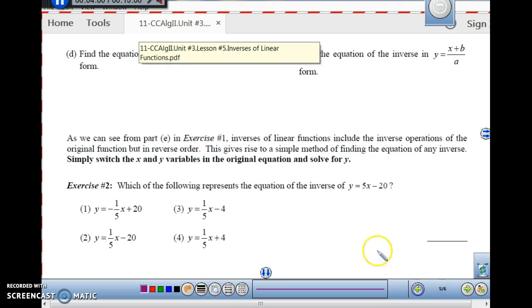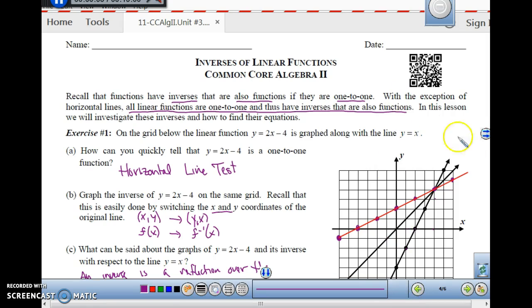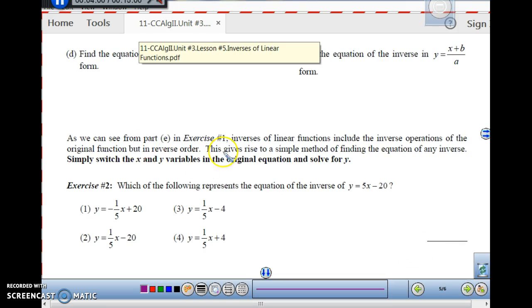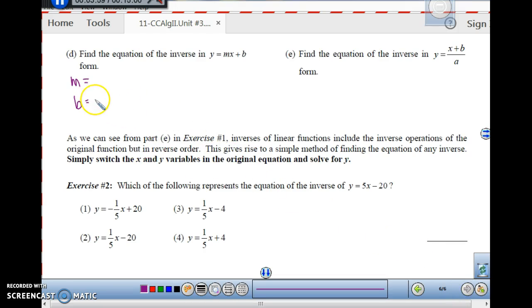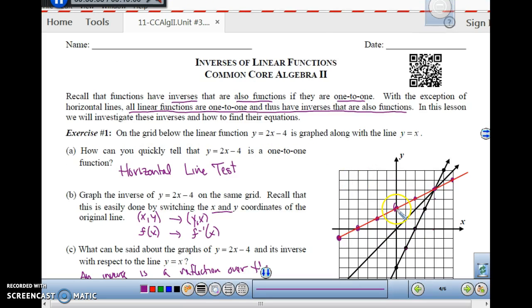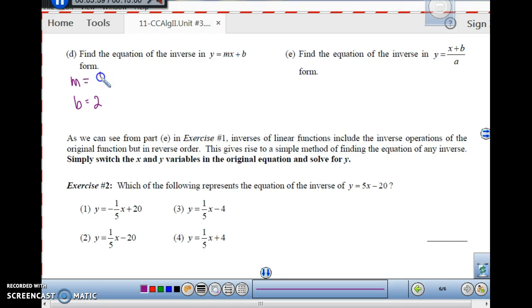So if I look at my graph right here, my b is easy. My b is going to be 0, 2. It's this point right here because it's the y-intercept. And then my slope, it's going to be up 1 over 2. So it's going to be 1/2. So m is 1/2. So my equation of my inverse will be y equals 1/2 x plus 2.